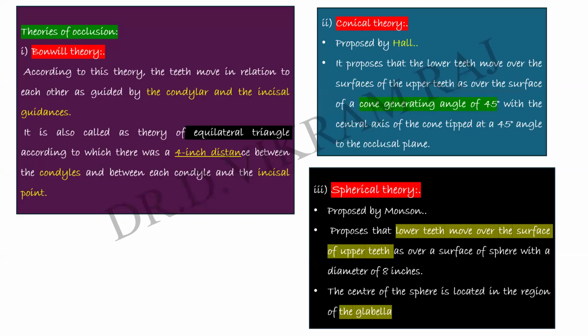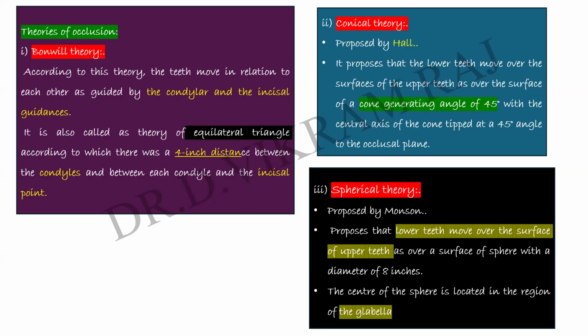Occlusion. Theories of occlusion are going to be conical, bonwill theory, and spherical theory. According to Bonwill theory, teeth move in relation to each other as guided by condylar and incisal guidances. It is also called the theory of equilateral triangle, according to which there is a 4-inch distance. That is, the distance from one condyle to another condyle is about 4 inches, and from the condyle to the central incisor is also a 4-inch distance. That is what is called the equilateral triangle.